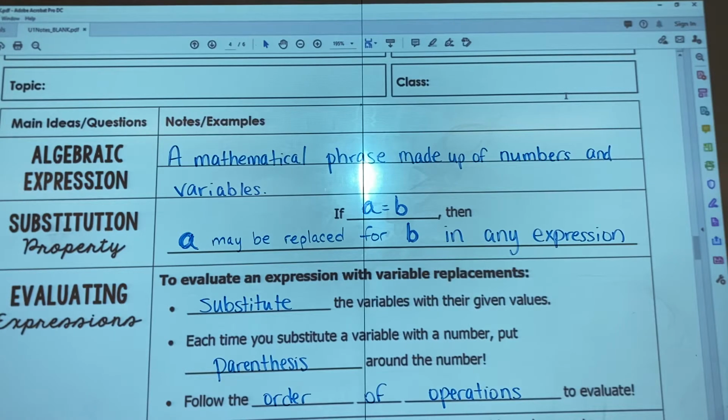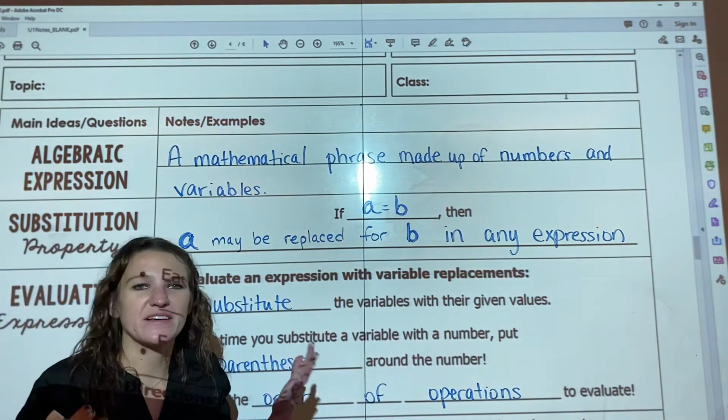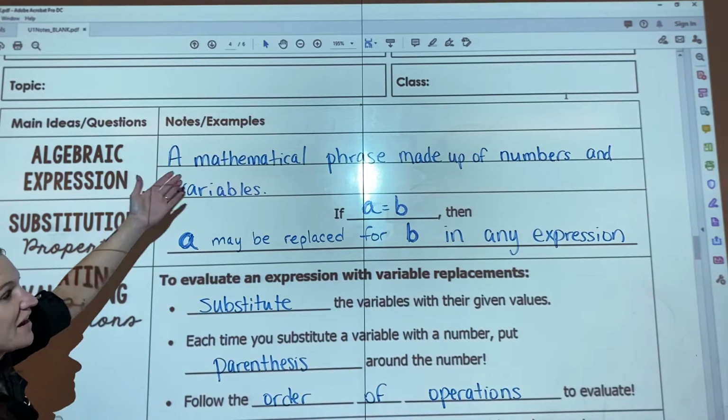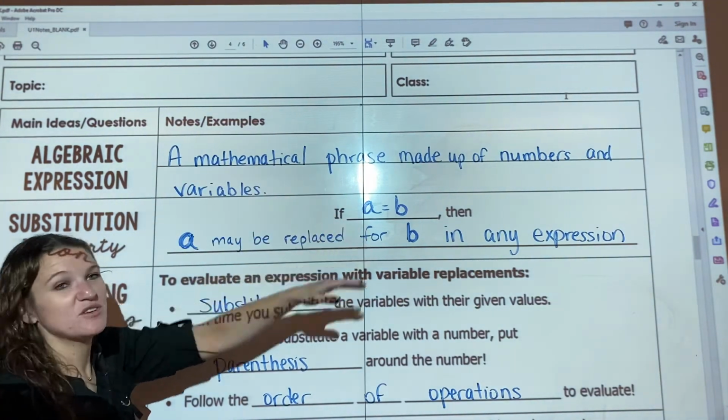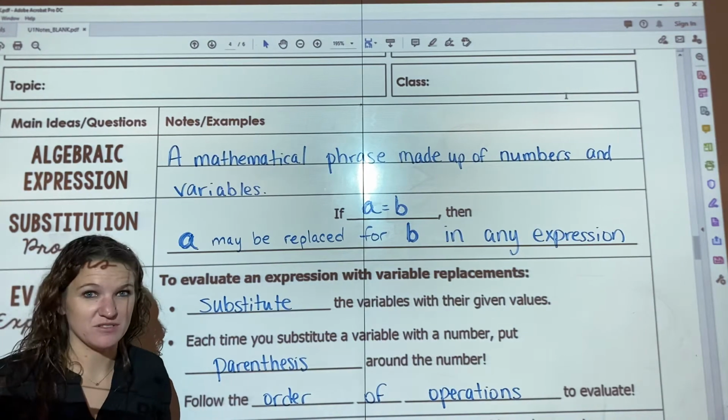Today we're looking at algebraic expressions, the substitution property, and evaluating expressions. They all kind of go hand in hand with each other. So what is an algebraic expression? It's a mathematical phrase made up of numbers and variables. And variables are letters that represent numbers.